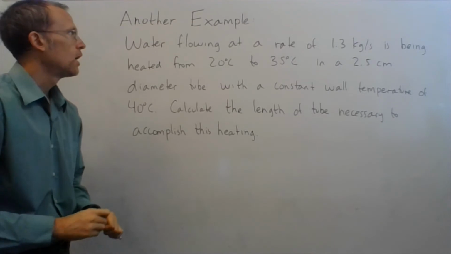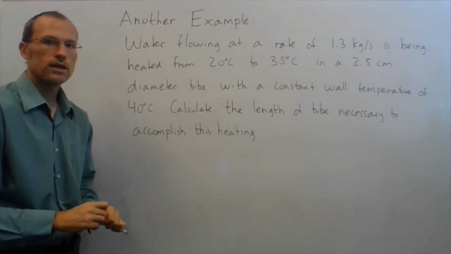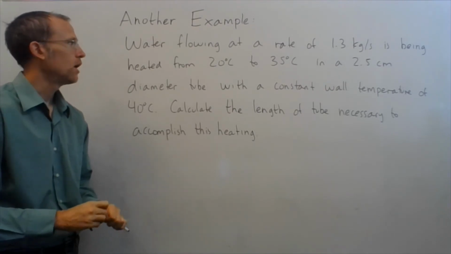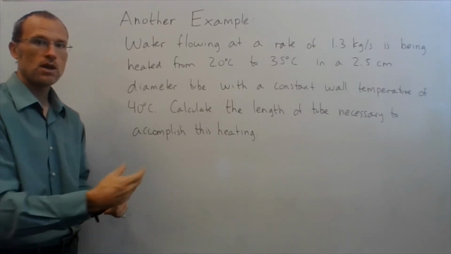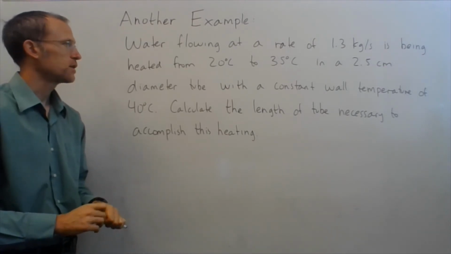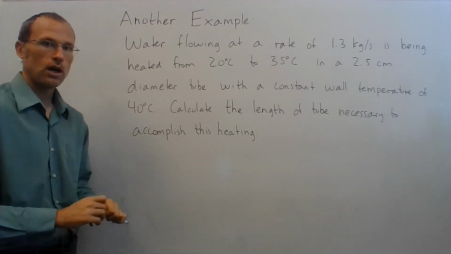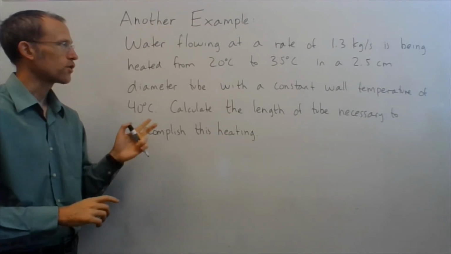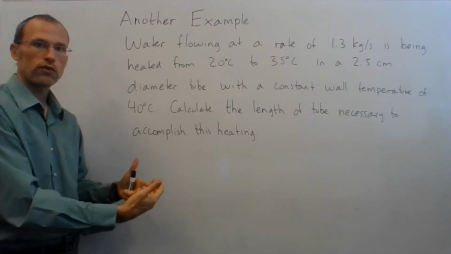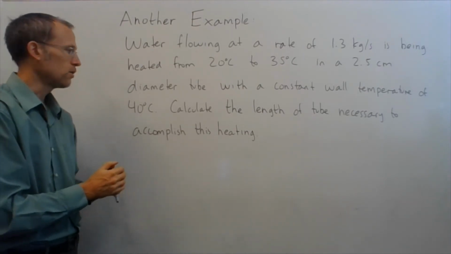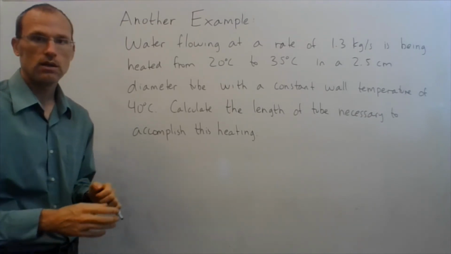So, second example. We have water flowing through a tube at a mass flow rate of 1.3 kilograms per second. This water is being heated from 20 degrees Celsius to 35 degrees Celsius, so it comes in at 20 and leaves at 35. It's a 2.5 centimeter diameter tube with a constant wall temperature of 40 degrees Celsius. I want to know how long of a tube I need. Obviously as the water flows through here, it's going to be heated up. How long does my pipe at 40 degrees need to be for that to happen?